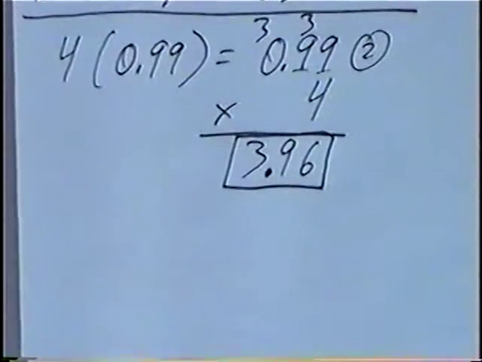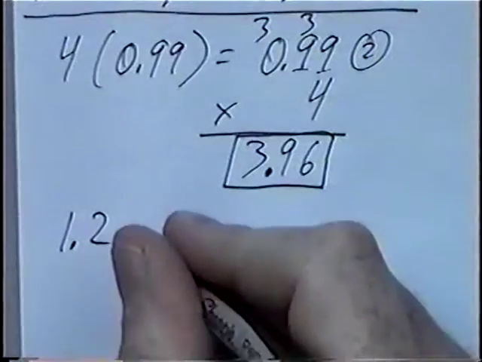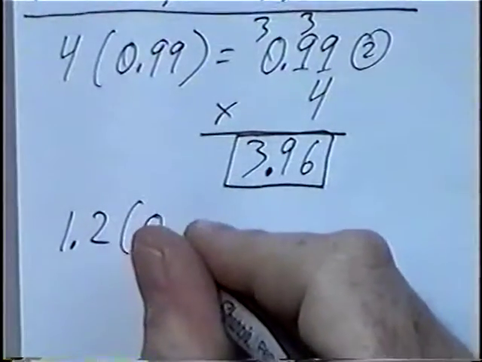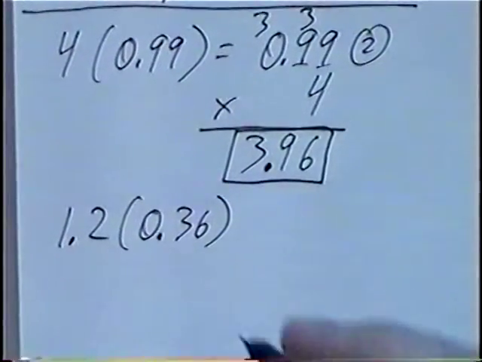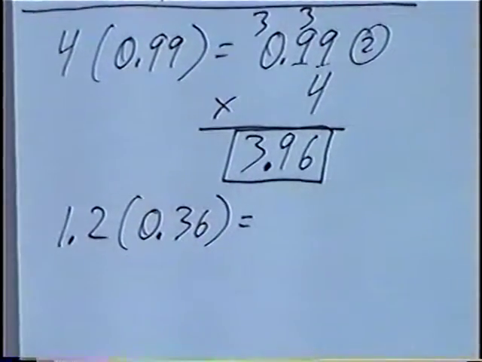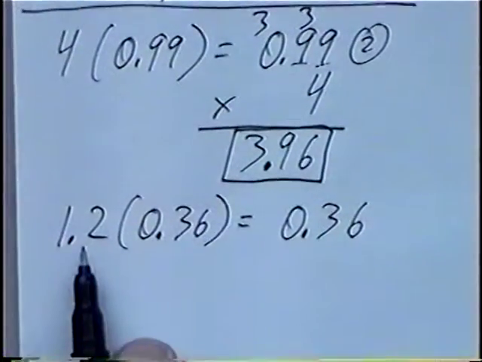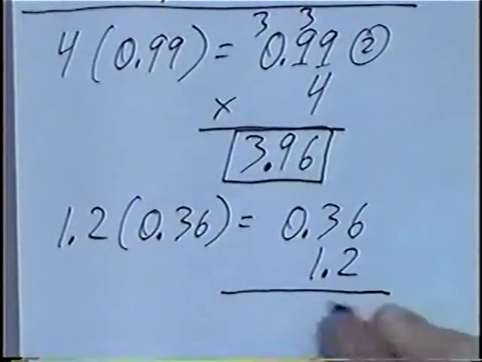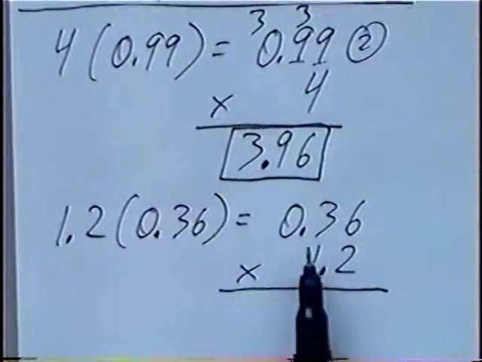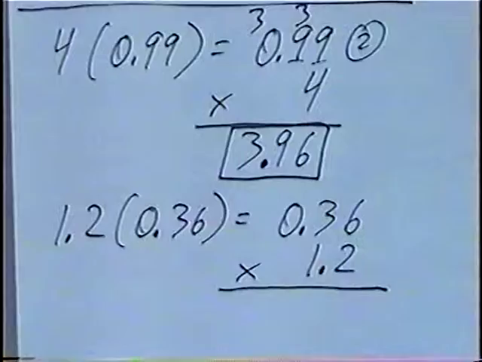Second question, and last question for the section, 1.2, and in parentheses, 0.36. Again, it's easier to take the number that has the most digits, 0.36, and we'll write that number first, and the second number we'll write down 1.2. When we multiply numbers with decimals, you don't have to line the decimals up. It's best just to line the digits up.